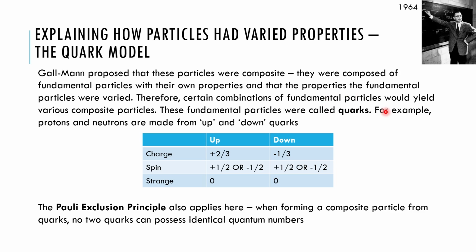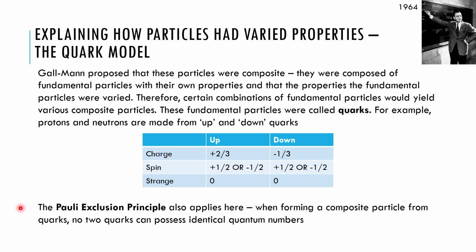As an example, protons and neutrons, which we're quite familiar with, are made from what we call up and down quarks. Up quarks have a charge of +2/3, whereas down have a charge of -1/3. They both have spins of either half or -half, and strangeness of 0.